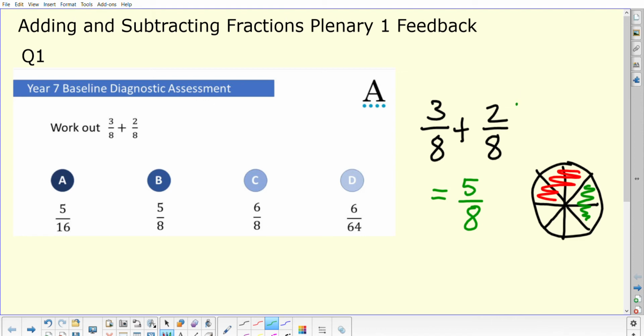So all you're basically doing is adding the two numbers on the numerator. 3 add 2, so your answer here should have been answer B. You do not add the denominators, it is not 5/16. Remember, a 16th of something would be quite a small piece compared to the 8ths.